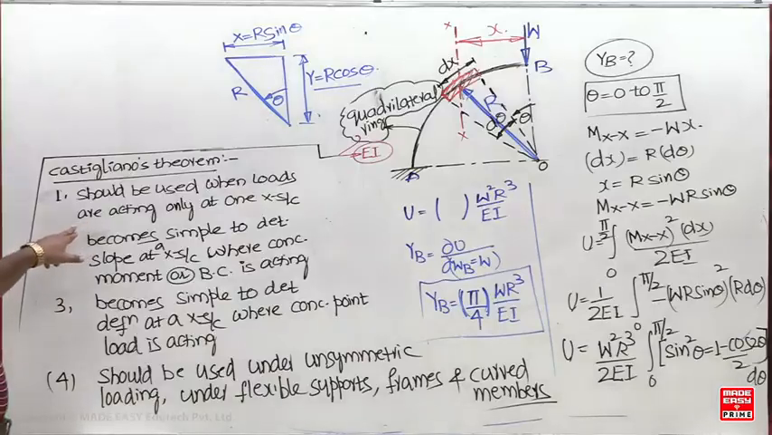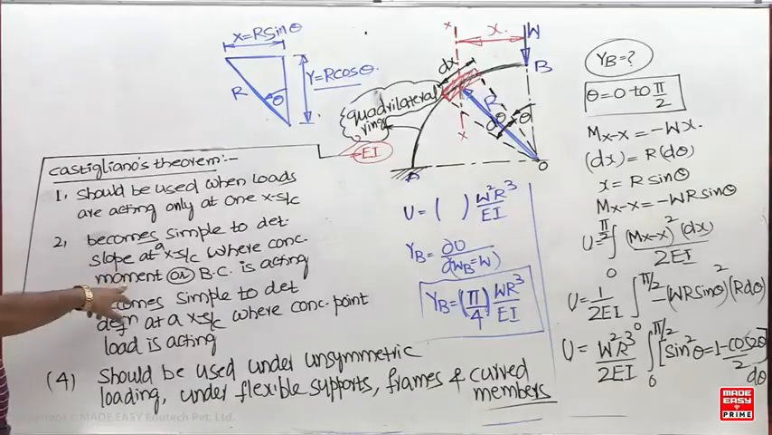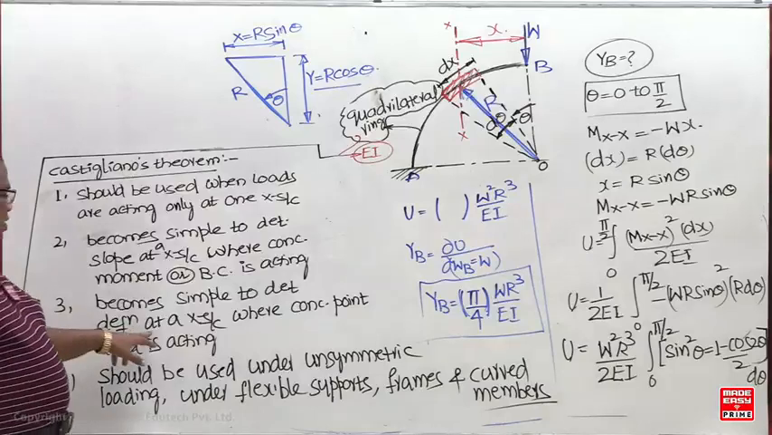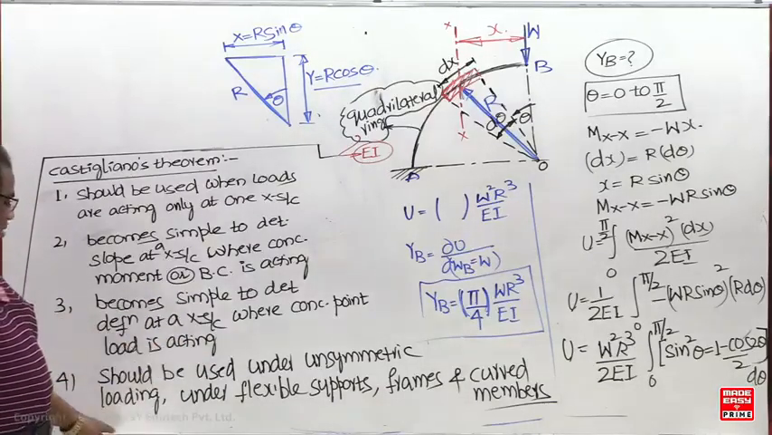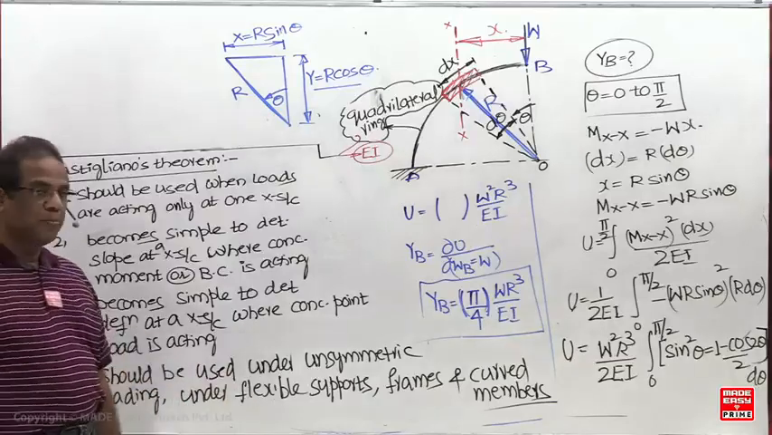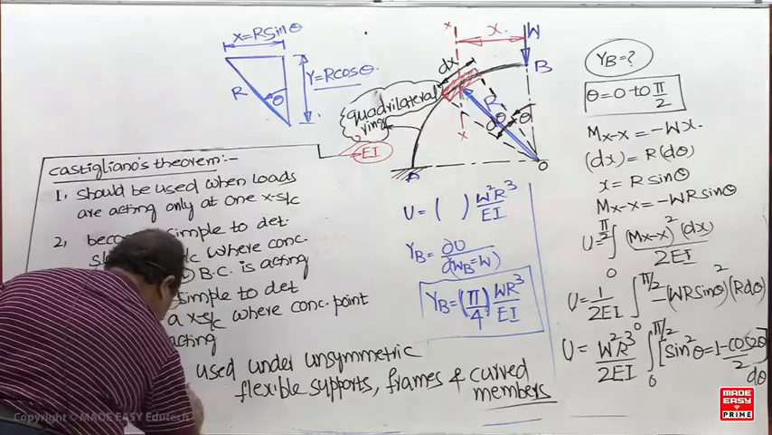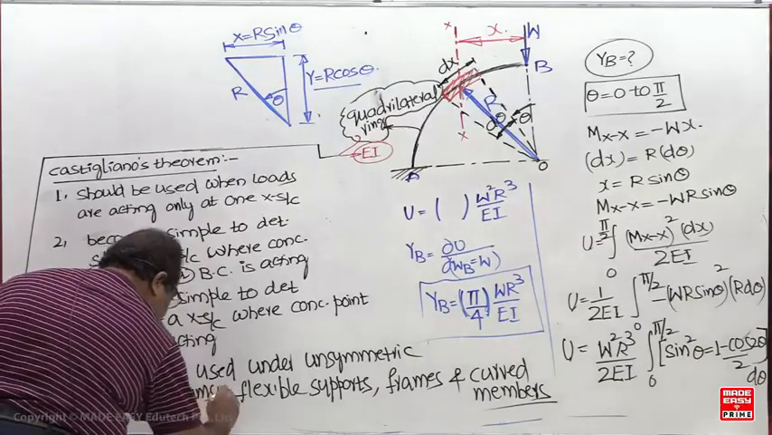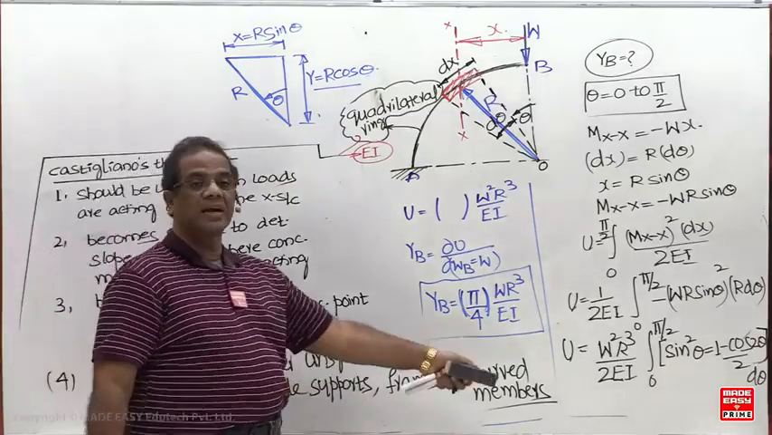Castigliano's theorem should be used when loads are acting only at one cross section. It becomes simple to determine slope at a cross section where a constant moment or bending couple is acting. It becomes simple to determine deflection at a cross section where a constant point load is acting. It should be used under unsymmetric loading, beams with flexible supports, frames and curved members.